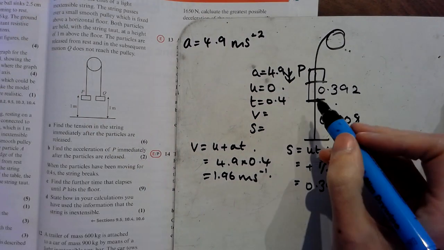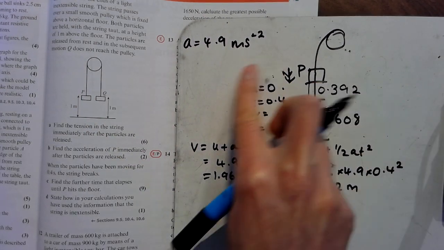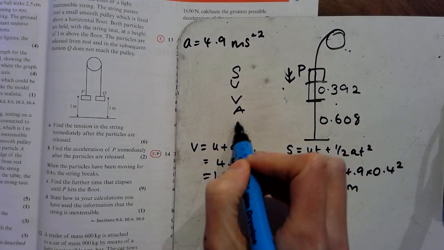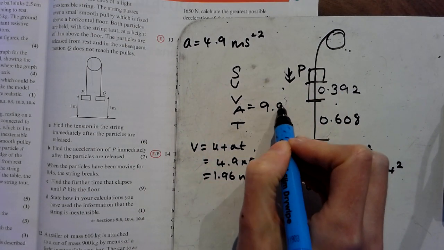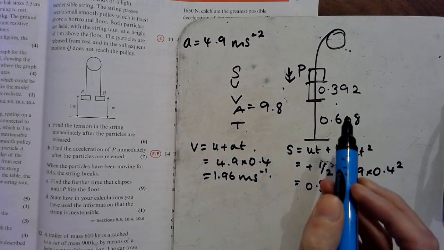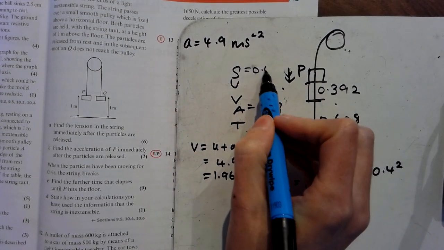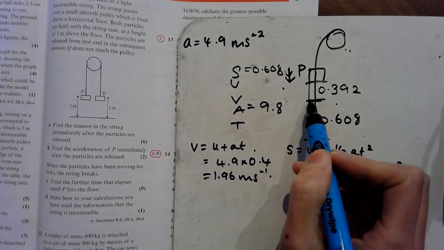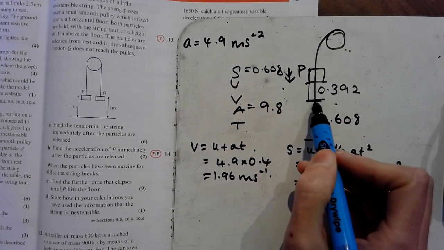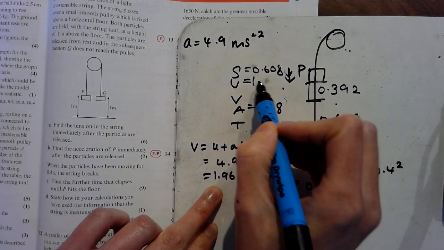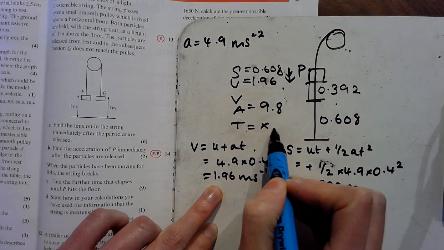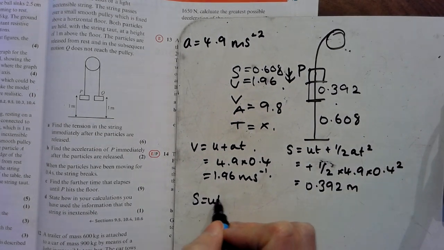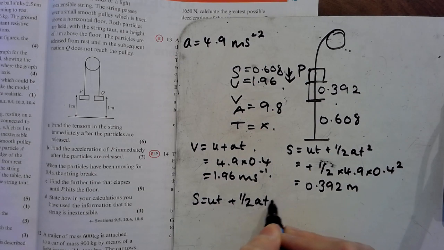So during this time, the string has broken. So it's falling freely under gravity, so a is 9.8. The distance we've just established is 0.608. At the time where the string breaks, so that's where I'm now starting from, it was travelling at 1.96 meters per second, and I want the time. So s, u, a and t, I need to use s equals ut plus half at squared again.